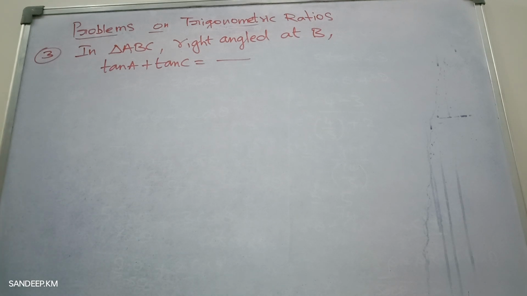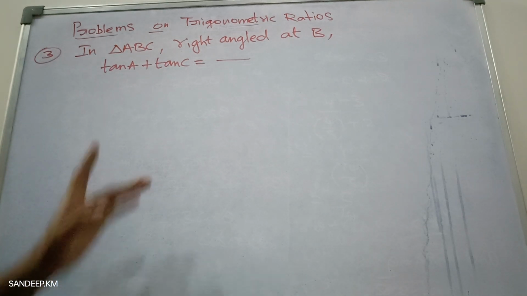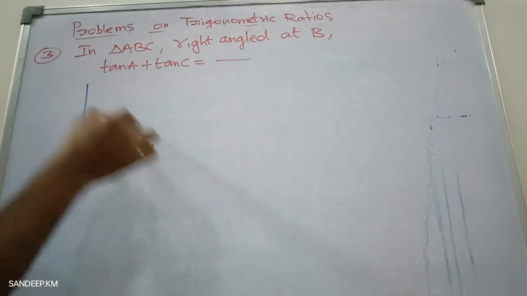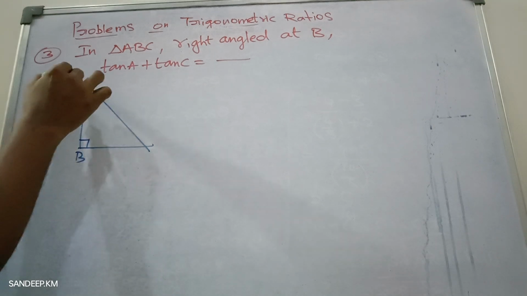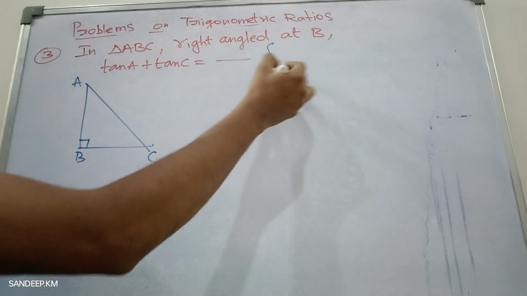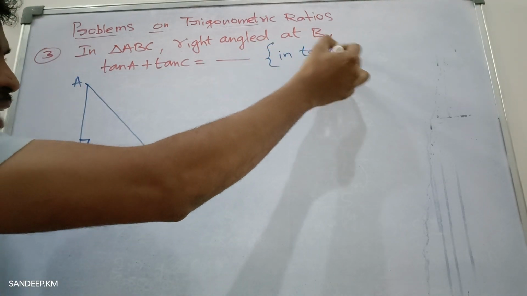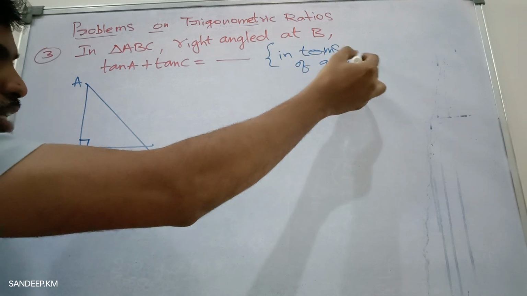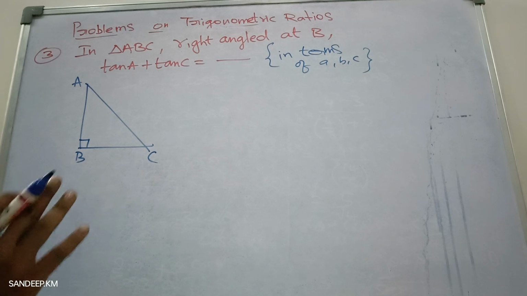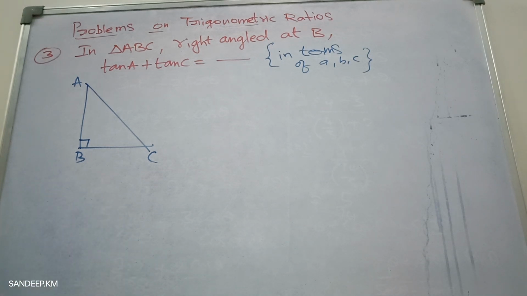Our third question, very simple question again. In triangle ABC, right angled at B. So there is a triangle ABC which is right angled at B. I'll take this as capital A and this as capital C. They are asking us to find tan A plus tan C, and the answer is in terms of the sides ABC, small a, small b and small c. The answer must be in terms of the sides. You can pause the video and try it first. Once you have completed, let us continue with the video and check the answer.